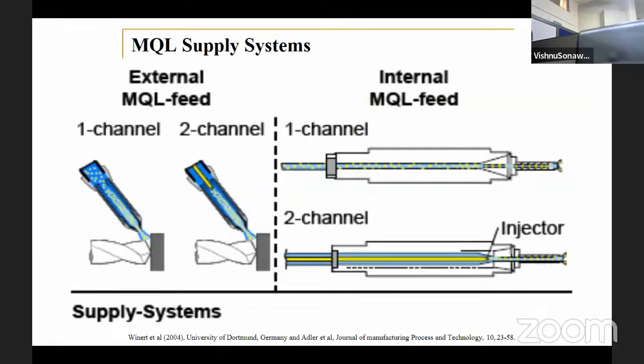Now see how to supply this minimum quantity lubrication externally or internally. Externally means what? Here there are two channels. In one channel, the oil will be supplied through the pump, and in the second channel, the oil will be injected towards the cutting point interface and the workpiece point where the machining action takes place, and the oil supply will be smoothly continued in the supply system during machining.